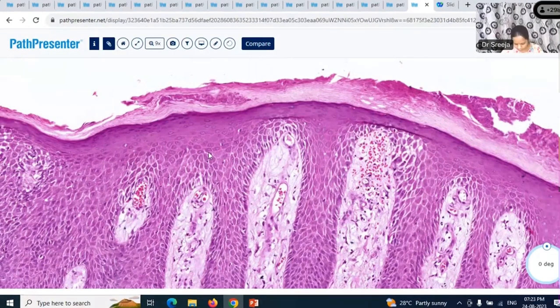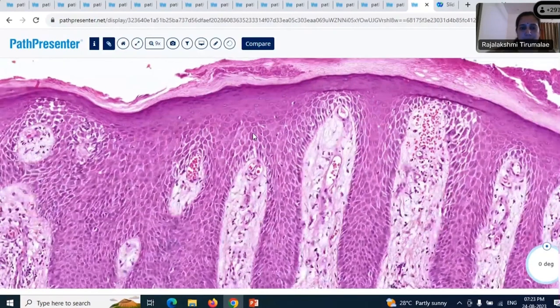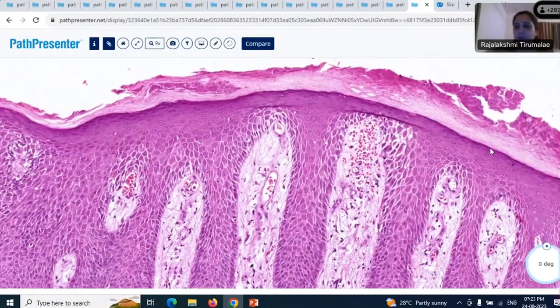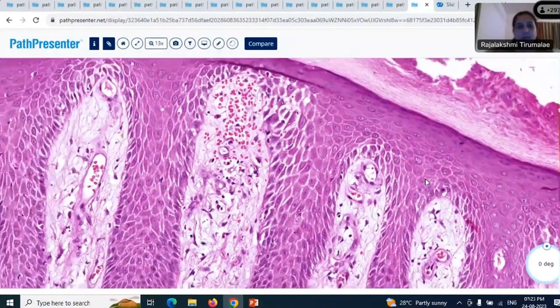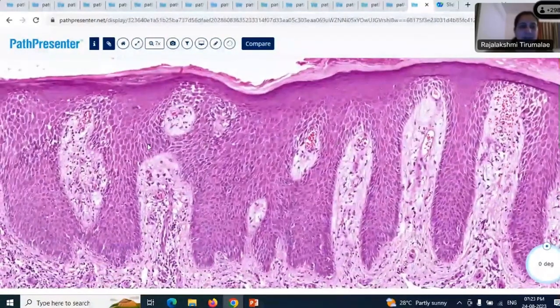Dr. Ishita, I'm not able to hear you. Sorry, ma'am, I don't know. Okay. So the granular layer normally is about 1 to 3 cells thick, right? So here, if you notice, you hardly see the granular layer. Yes, ma'am. So it is not there. So it is diminished granular layer. Okay?